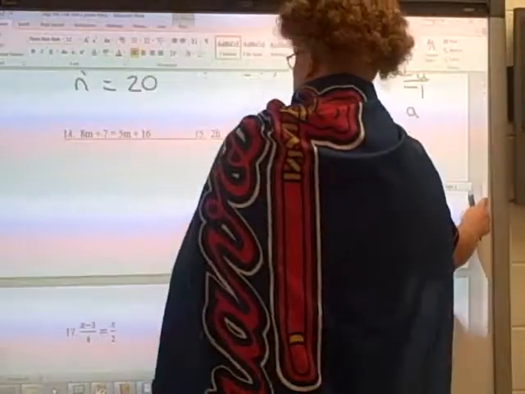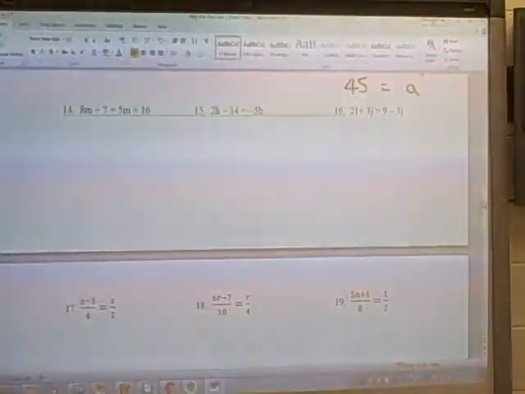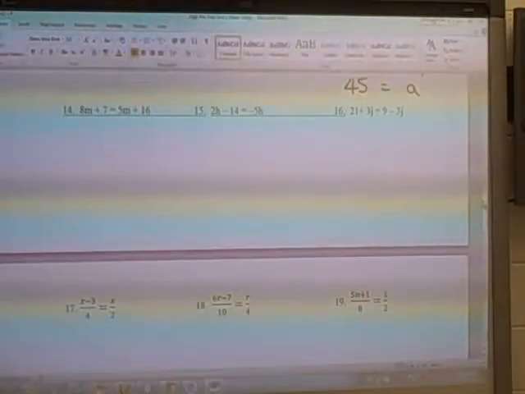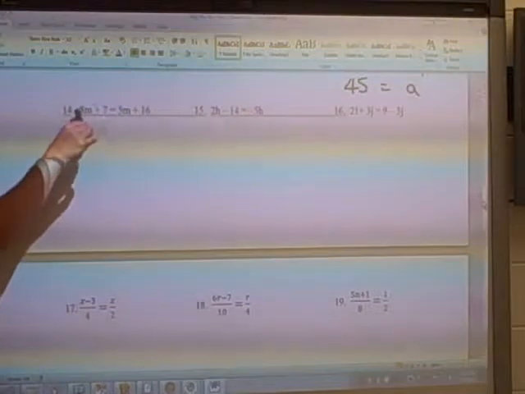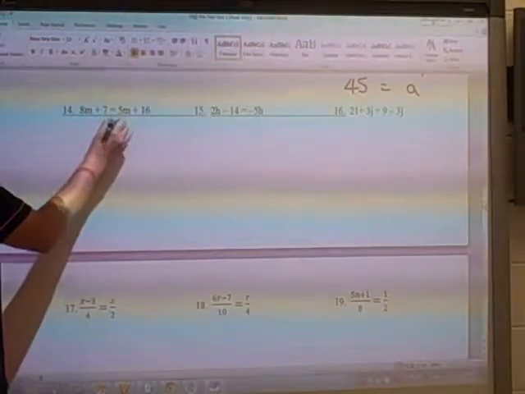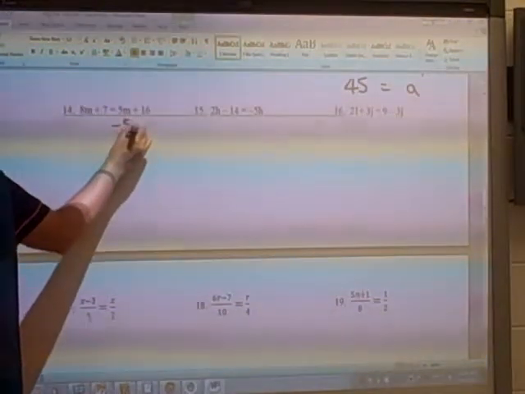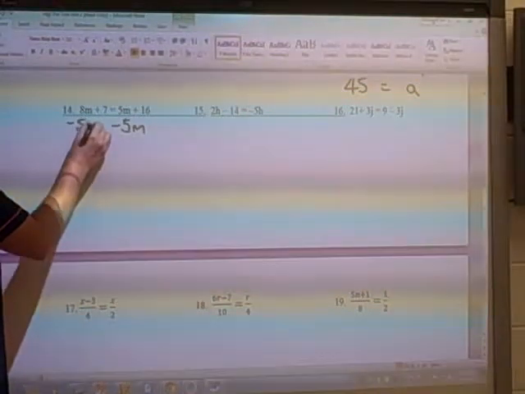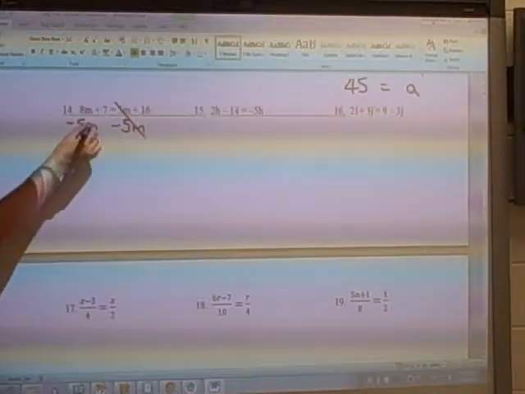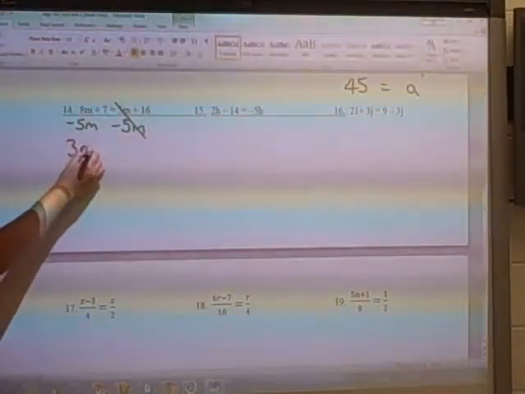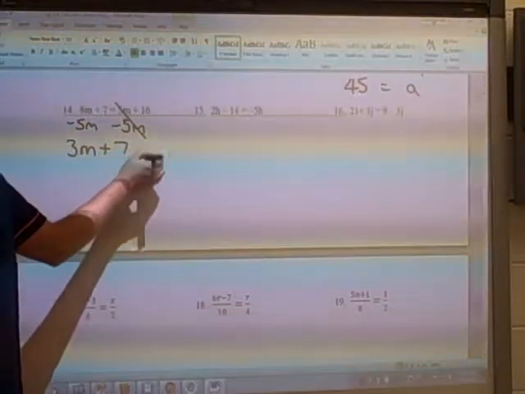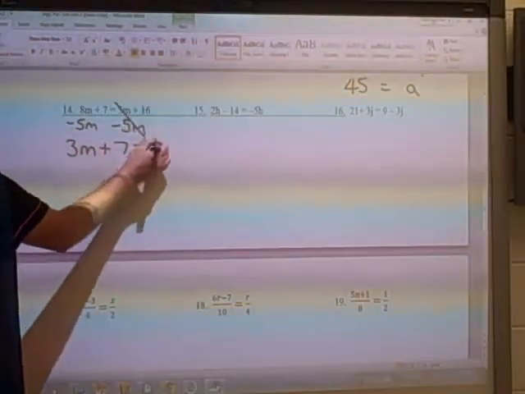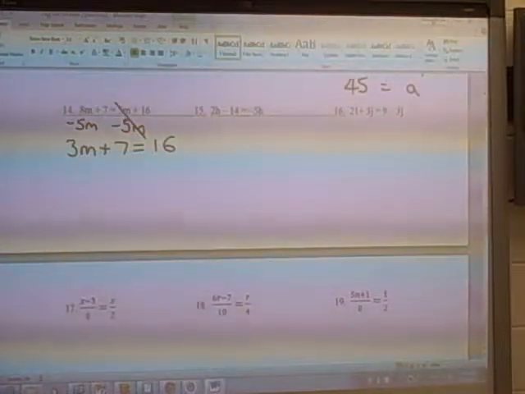You scroll up a little bit higher. We've got variables on both sides this time. So I always like to check if I've got the biggest number on the left, which I do for this one. So I'm going to subtract 5m from both sides. On the right it's going to cancel, and 8m take away 5m is 3m. And everything else I'm just going to copy down, positive 16, just 16.